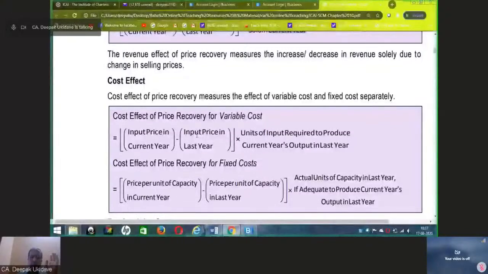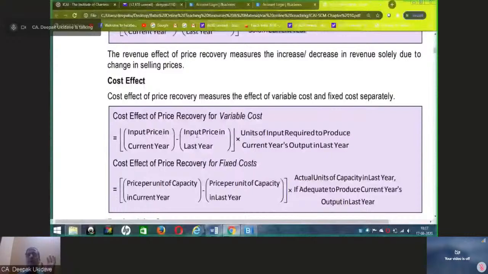Now for fixed cost, again there is a cost effect of price recovery. Again we go by capacity utilization. So inside the bracket, we have price per unit of capacity in the current year minus price per unit of capacity in the last year. Now it is price, not input price, but price per unit of capacity. Inside the bracket is price, so outside the bracket it is actual units of capacity in last year. So you multiply it by units of capacity in last year.